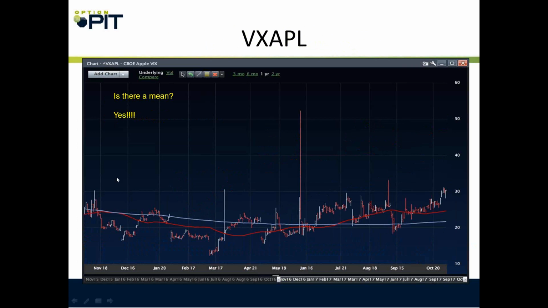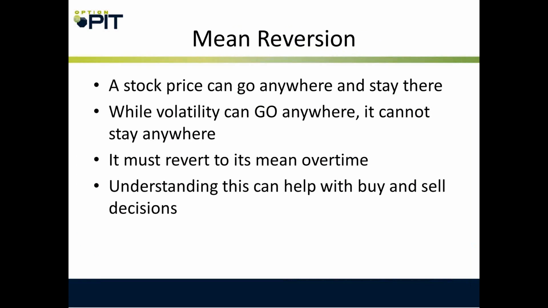Yeah, I mean, that 200-day is about as flat as a pancake. It really is. So basically, again, a stock can go anywhere and stay there. That's the key. It can stay there. So Apple goes to 175. There's no rule that states that it has to go back to 100.